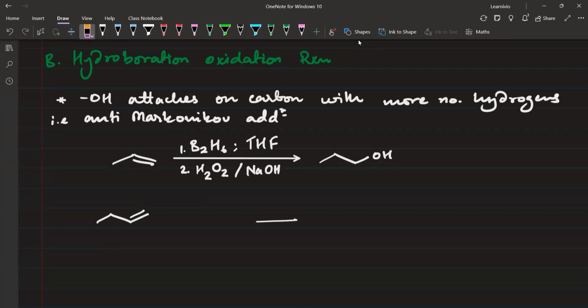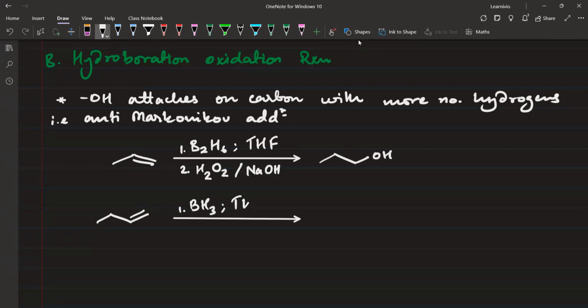Let's do one thing. Rather than giving you B2H6 in the first step, they can give you BH3. That is also fine. BH3 is the monomer, but B2H6 is actually how the compound exists. B2H6 is the dimer, so in the dimer form it exists.